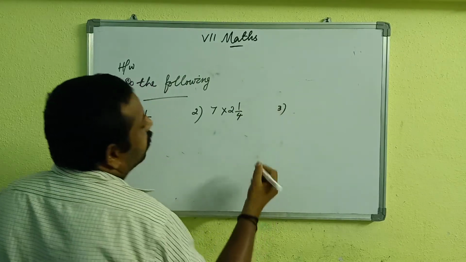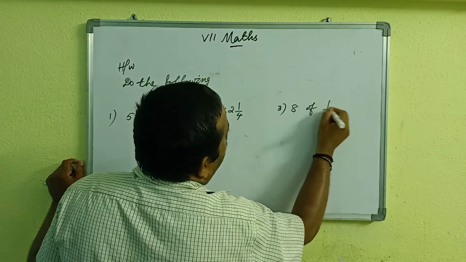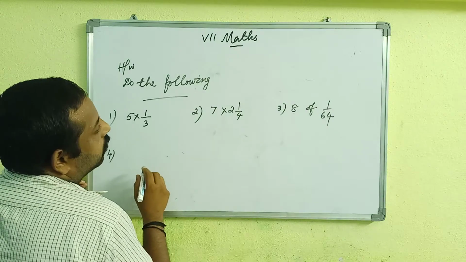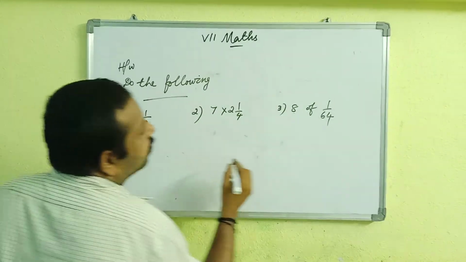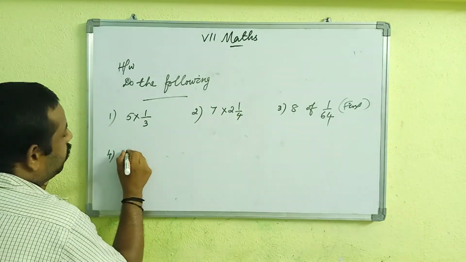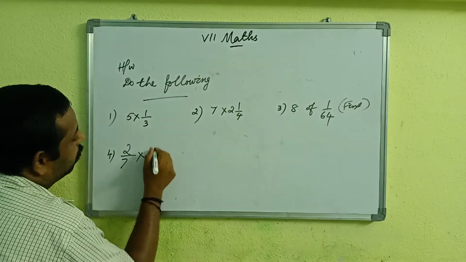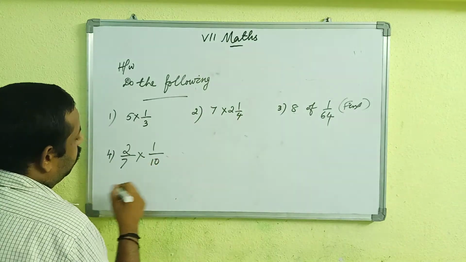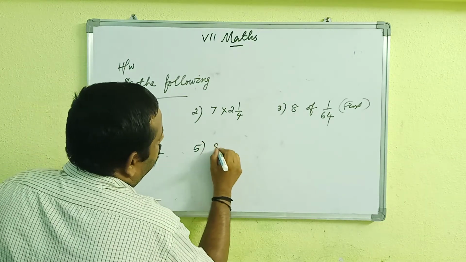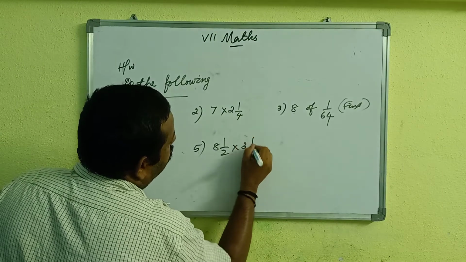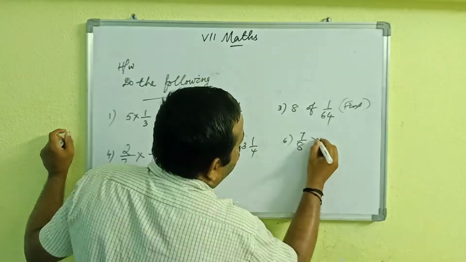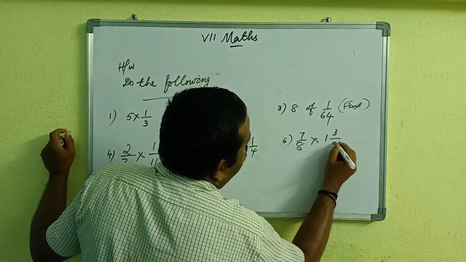Third question, 8 of 1 by 64. Means in bracket you write find, that means find 8 of 1 by 64. Fourth question, 2 by 7 multiplied by 1 by 10. Fifth question, 8 1 by 2 multiplied by 3 1 by 4. Sixth question, 7 by 8 multiplied by 1 3 by 5.